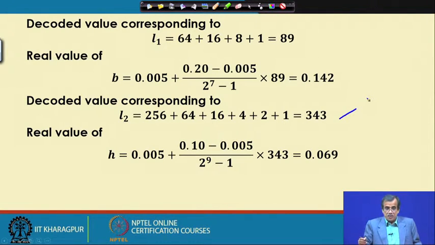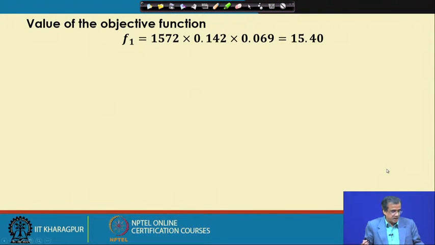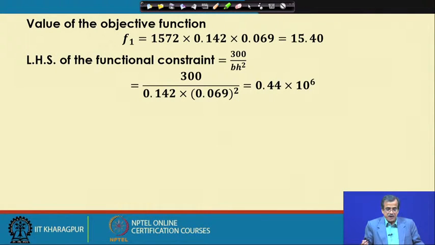If we calculate the decoded value following the same principle corresponding to L2, I will get 343. For this 343, using the linear mapping rule, I can find out the real value for H, and H is nothing but the minimum value of H plus (the maximum value of H minus the minimum value of H) divided by 2 raised to the power L, equal to 9 here, minus 1, multiplied by the decoded value, that is 343, and I will get 0.069 as the real value for H. And once you have these real values for B and H, very easily I can find out the value of the objective function.